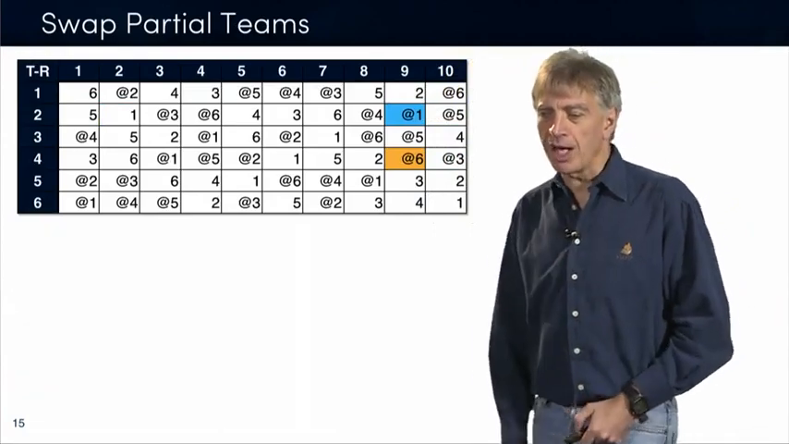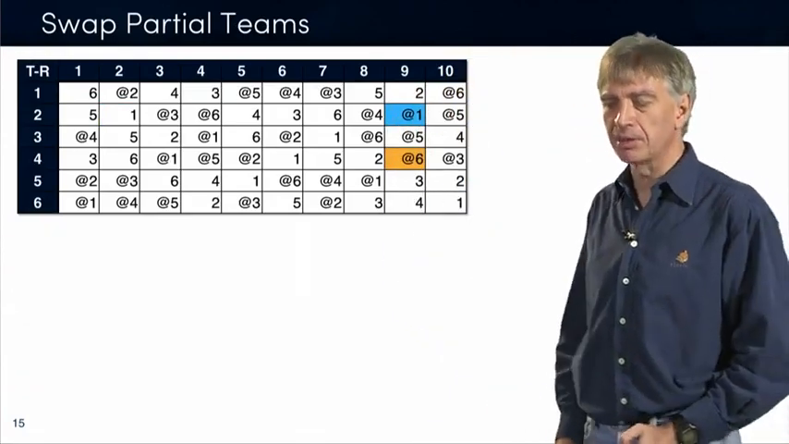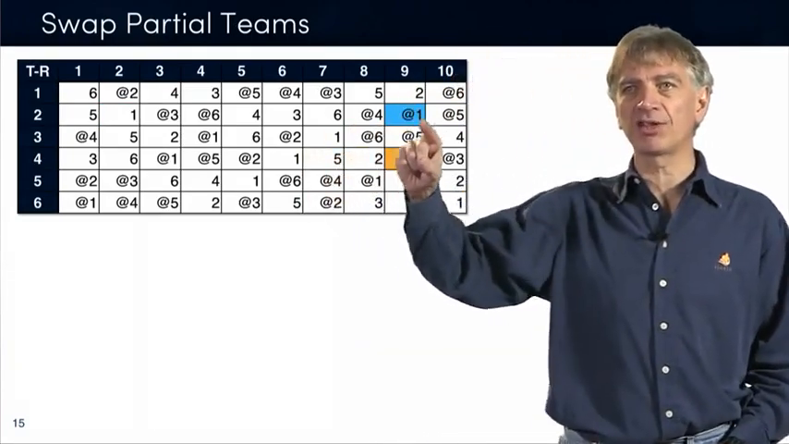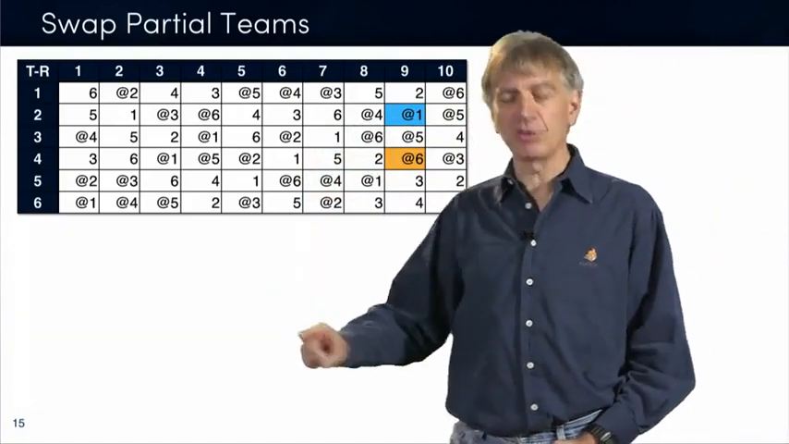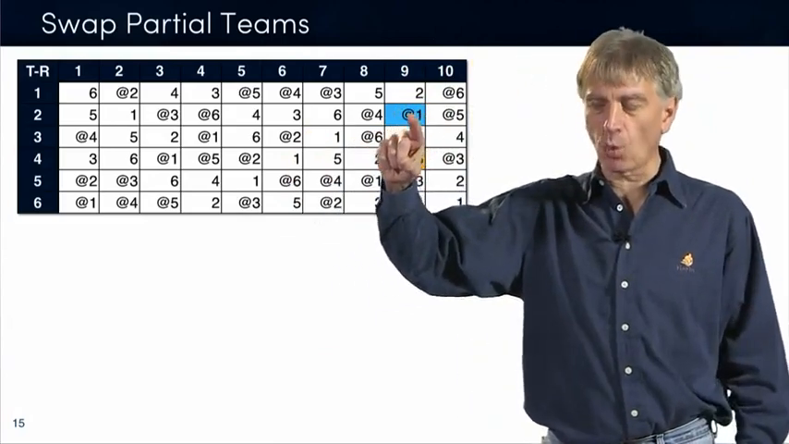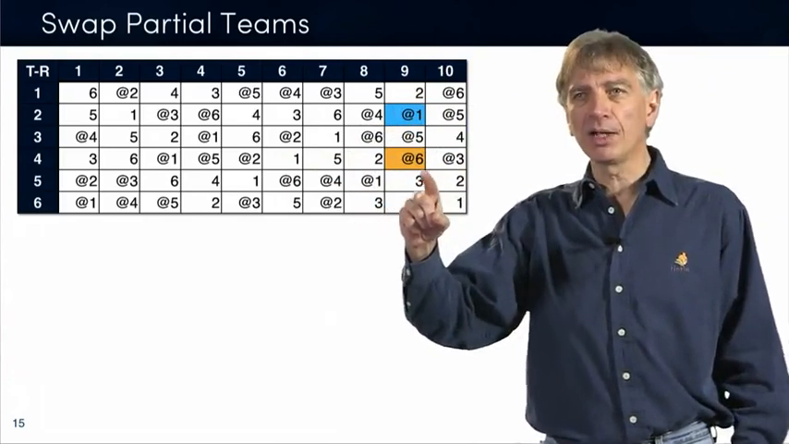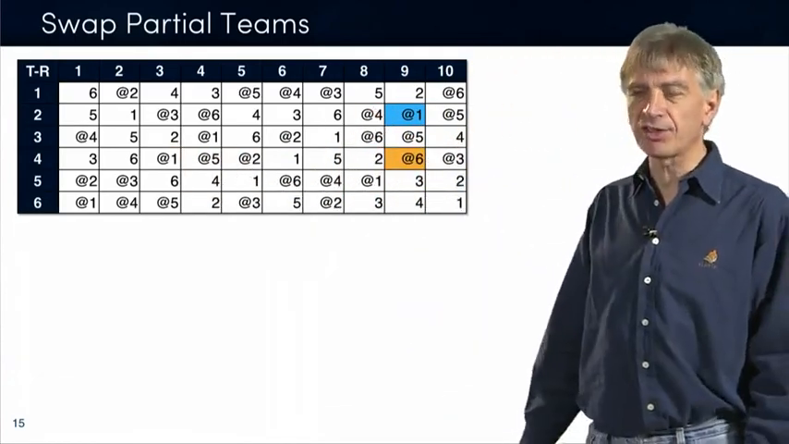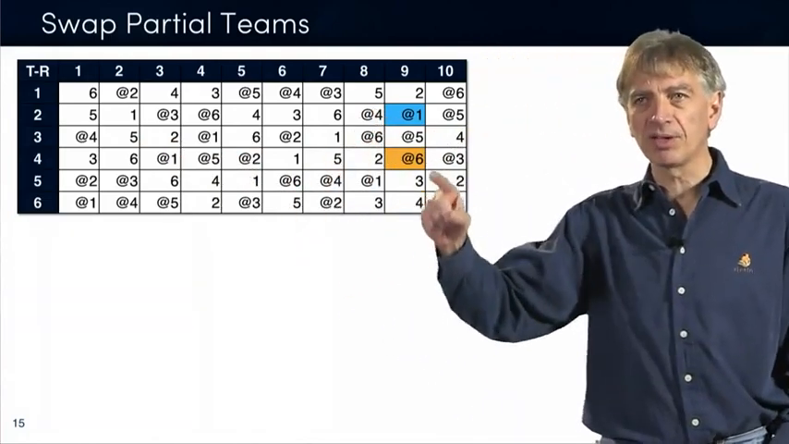Okay? Now the last move is actually the most beautiful one. This is swap partial team. And once again, what you see here is that I want to swap some part of the schedule between team 2 and 4. Team 2 on week 9 is playing against 1, and team 4 is playing against 6. What I really want is team 2 to play against 6 at that part, and team 4 to play against 1. So I want to swap these two guys.